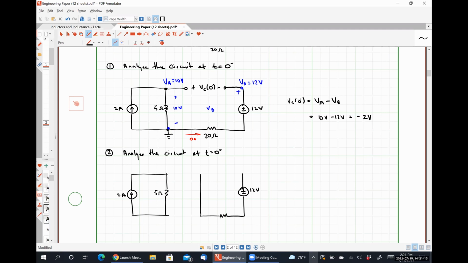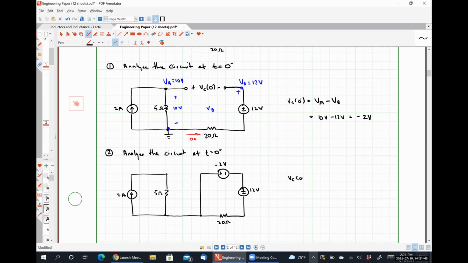So here's our 12 volt source. Here's our 20 ohm resistor. This bottom rail is technically connected. And I'm going to replace my capacitor with a voltage source, because I know that the voltage drop across my capacitor is fixed. It will have a value of -2 volts, positive polarity on the left, negative polarity on the right.